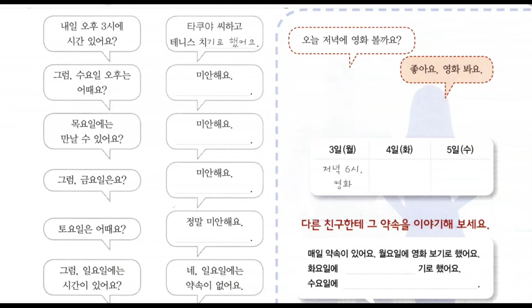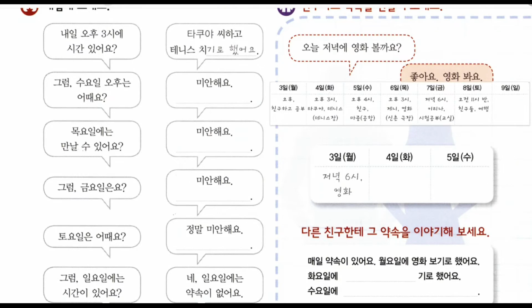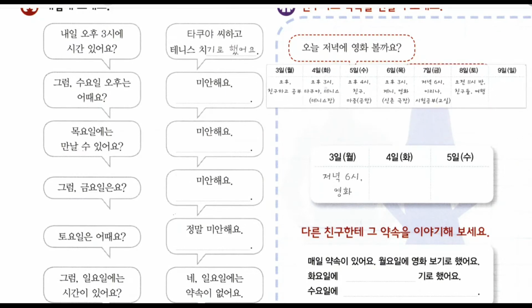자, 그럼 수요일 오후는 어때요? Then how about Wednesday afternoon? 자, 여기 있습니다. 여기 Wednesday afternoon 어떻습니까? Wednesday afternoon 5일 수요일 오후 4시 친구 마중. 자, 마중하다 뭡니까? 마중하다 or you say 마중을 나가다 써요. 나가다. So you go to meet someone, to pick up someone. Okay?